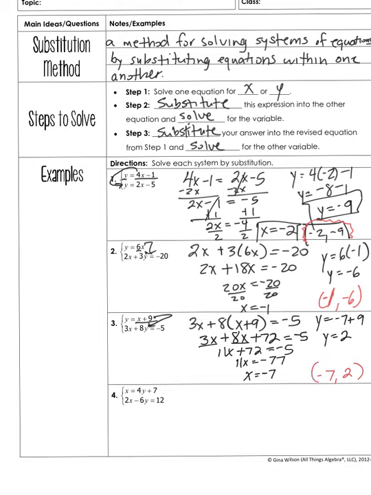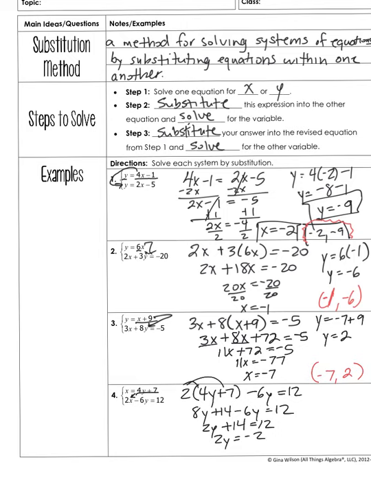Number 4. I'm going to take what x equals, so they switched it up trying to trick us. We'll take what x equals and plug it in for x. So we get 2 times 4y plus 7 minus 6y equals 12. And we're going to distribute. That's 8y plus 14 minus 6y equals 12. 8y minus 6y is 2y. Subtract 14 from both sides, and you get negative 2. And then divide by 2, you get negative 1.